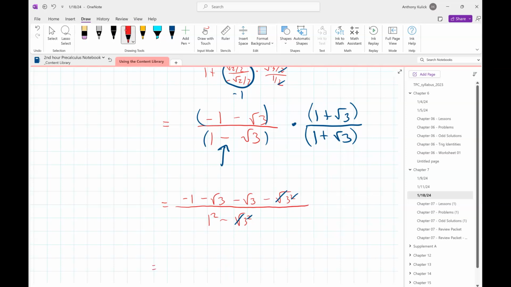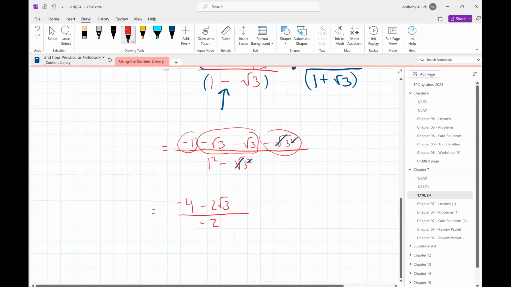So the denominator we have is 1 minus 3. And then I have a -3 and a -1, so that's a -4. Then I have negative root 3 and another negative root 3. That gives me -2 root 3s.